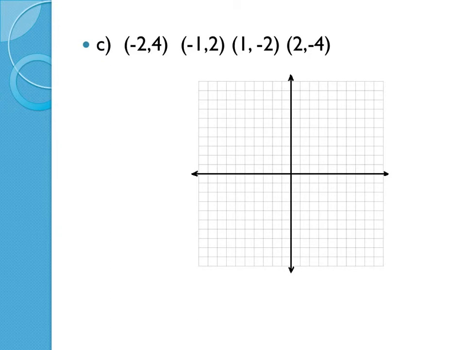This is negative 2, 4. Write your points down. Negative 2, 4. Then we have a negative 1, 2. Then a 1, negative 2. Then positive 2, negative 4.